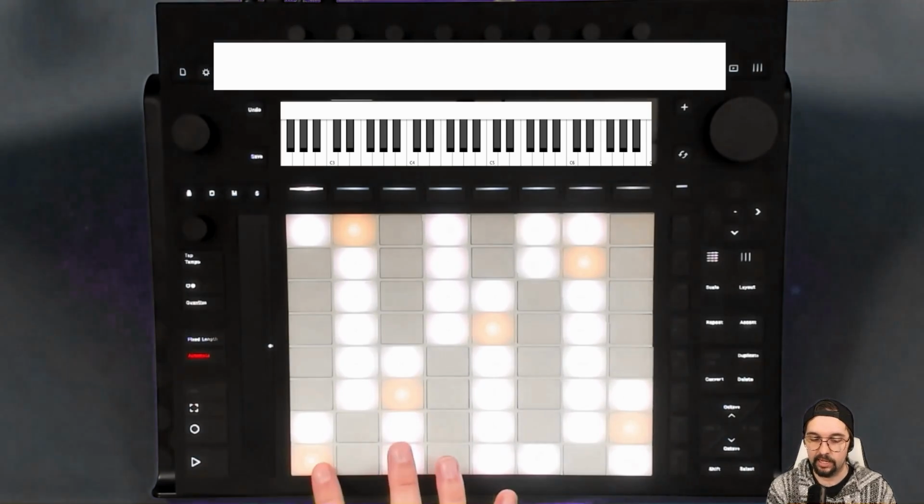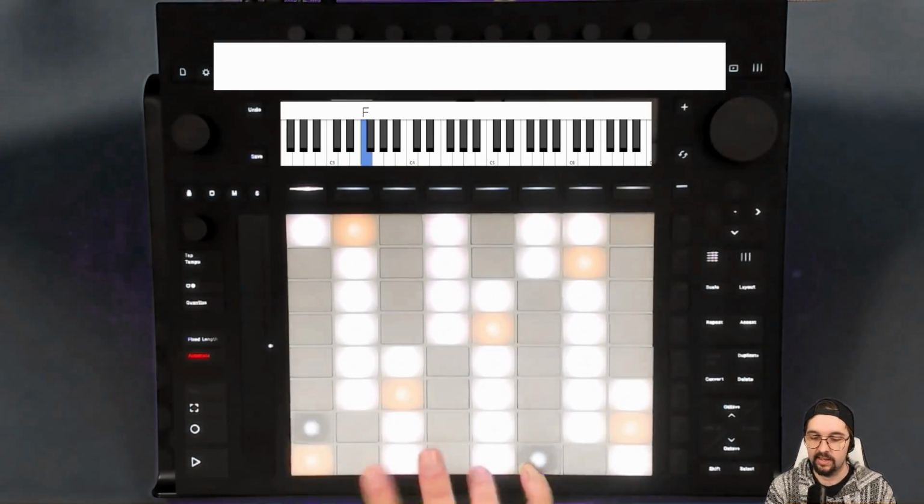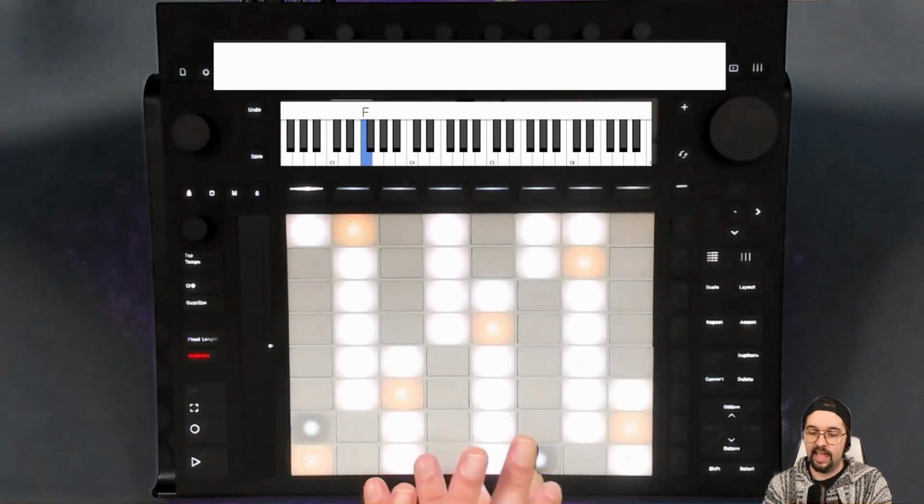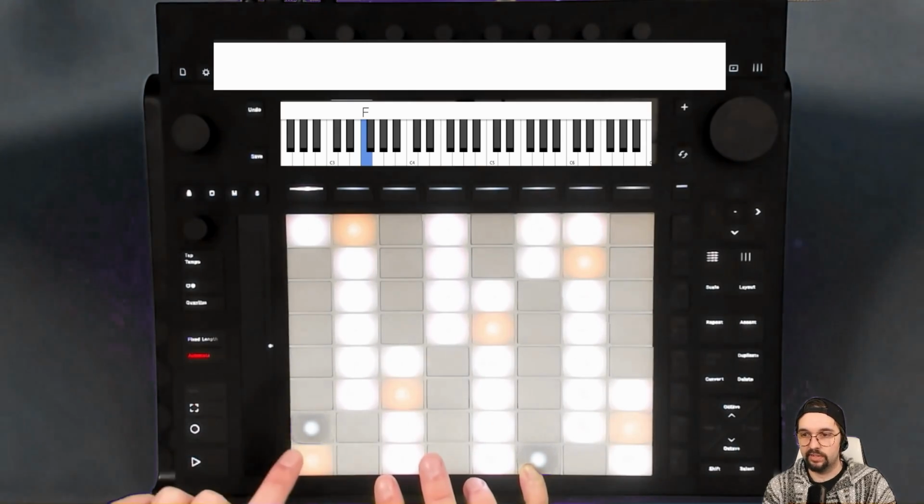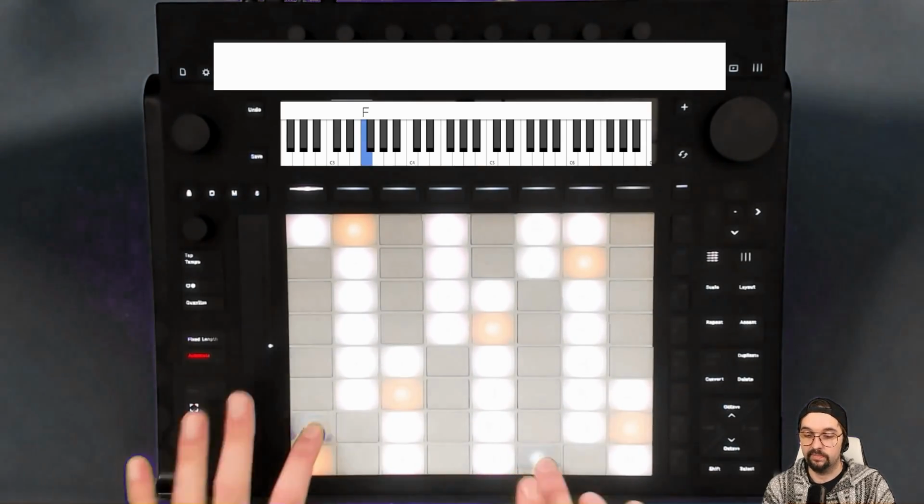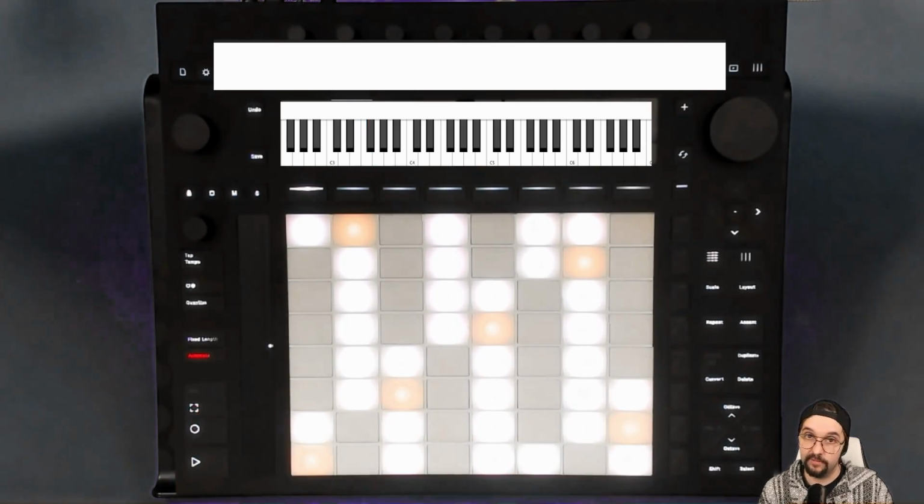So for example, if I play up the scale C, D, E, F, you'll notice that F is lit up here as well as over here because these are the same note. Okay, so that's just some visual feedback that Push is giving you to show you where you can play the same note at different places on the pads.